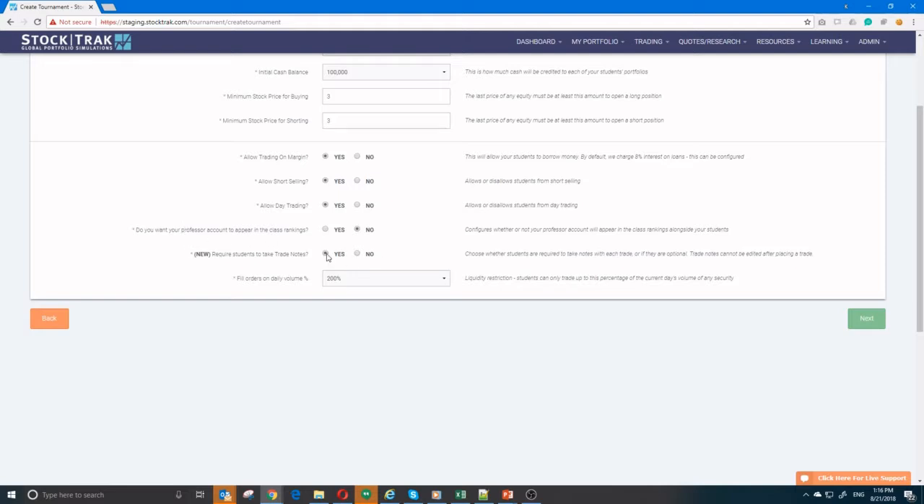This next rule is about trade notes. Every time your students go to make a trade, we ask them to write a short note explaining their rationale. You can make this optional by saying no, so students can take notes if they want to, or you can require it by saying yes, so students will have to write something in order to make their trade go through. And this last one, fill orders on daily volume, is a restriction on liquidity. This keeps the simulation a lot more realistic. It means your students can only buy things that are actually trading in the real world. For a personal finance class, we recommend keeping this between 25 and 100%.